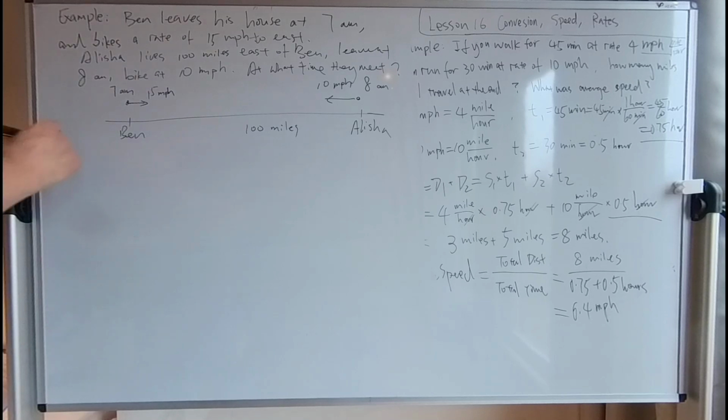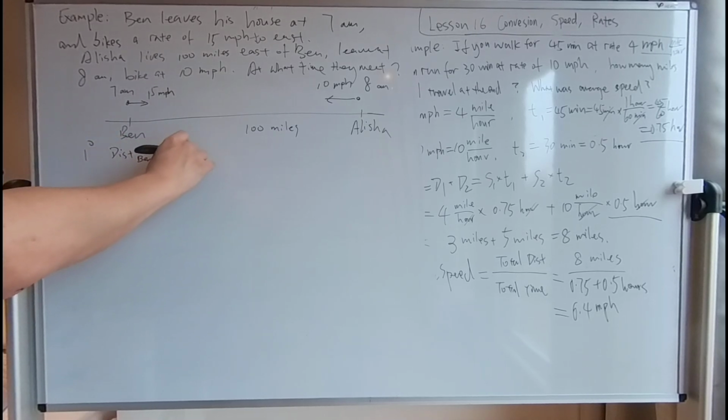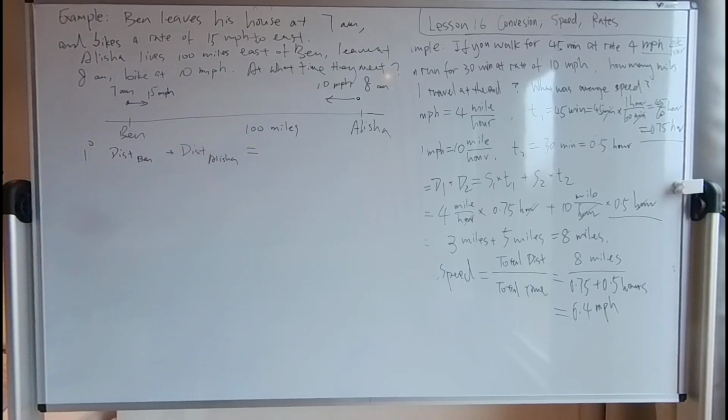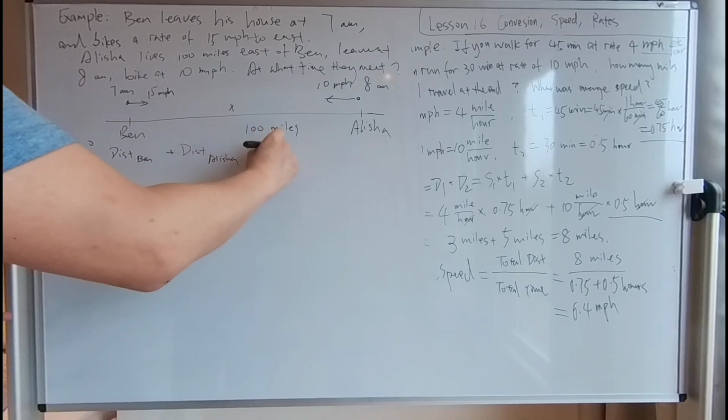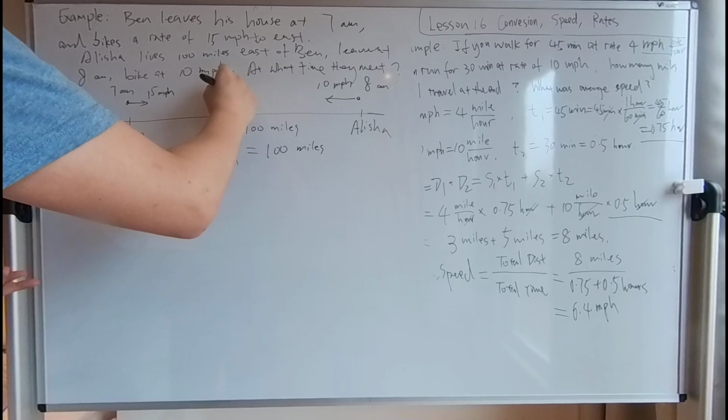right? So first of all, I need to know the distance that Ben travels, and I need to know the distance that Alicia travels, and that they meet somewhere means the total distance Ben traveled plus the total distance Alicia travels should equal 100 miles. That indicates that they meet in the middle. So the question is at what time, or when, do they meet?